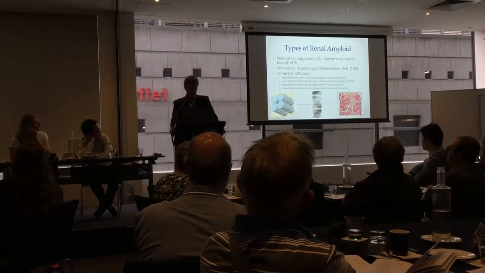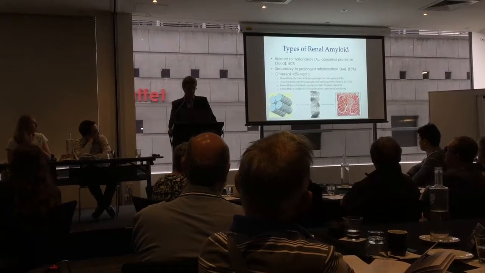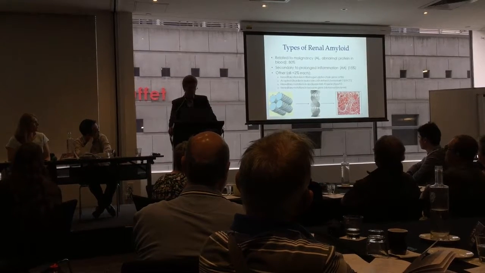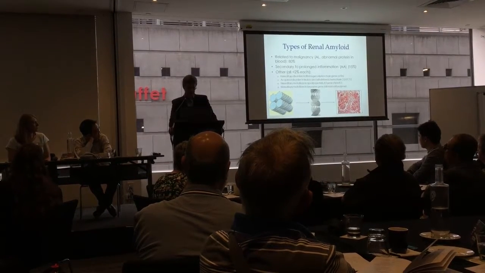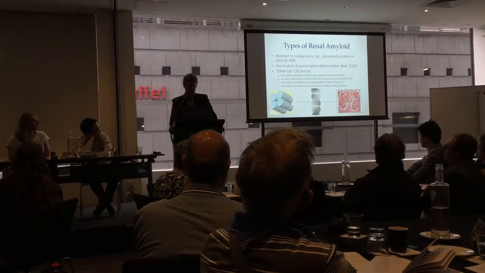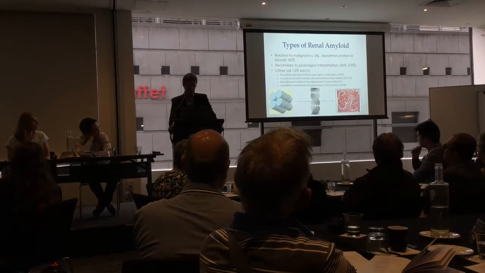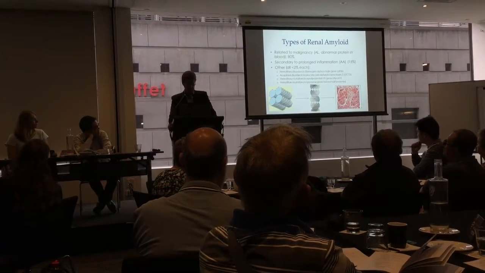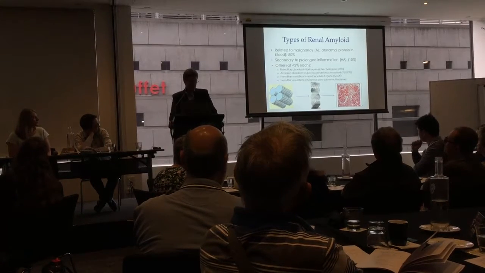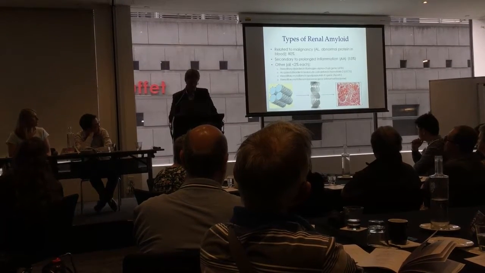As the previous speaker alluded to, you don't get the TTR amyloid in the kidney, but you do get a number of less common types, both hereditary and acquired. And just in the interest of time, I really can only mention them today.